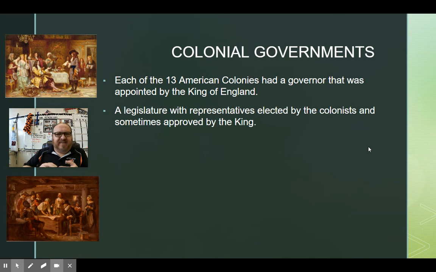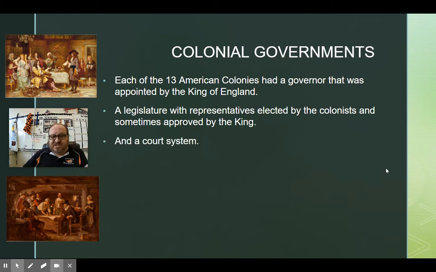Okay. Then they had a legislature. That's the lawmaking body. And those lawmaking bodies were made up of representatives elected by the colonists themselves. Now, sometimes in some of those colonies, the king had to approve each of the representatives. So once they were elected by the people, those elected representatives then had to get on a boat, make the 3-month travel to England, and meet with the king. The king would say, "Yeah, you're good." And then they'd have to make the 3-month travel back and say, "Yay, the king approved us." And then they were legit.